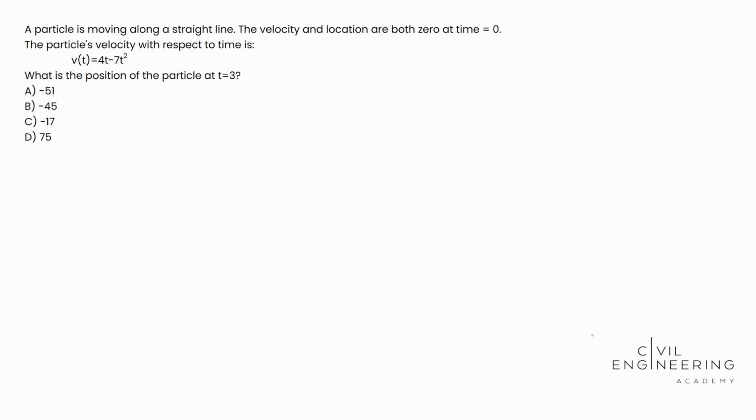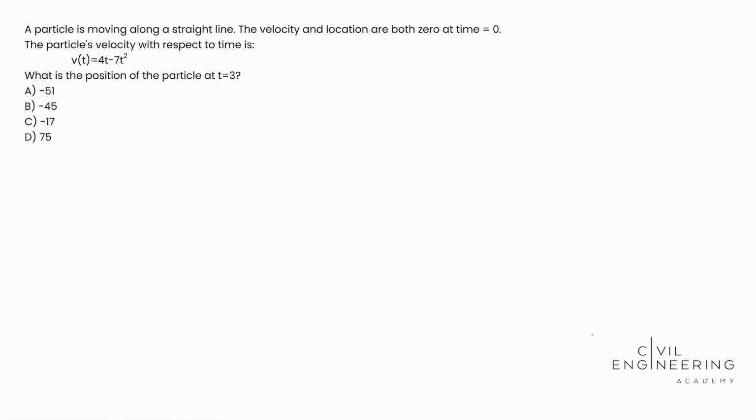And here's what the question says. A particle is moving along a straight line. The velocity and location are both zero at time equals zero. The particle's velocity with respect to time is v of t equals 4t minus 7t squared. And then the question is, what is the position of the particle at t equals 3? We're not given units, don't really need units. And then we give our four options there, 3 and negative, 1 and positive.